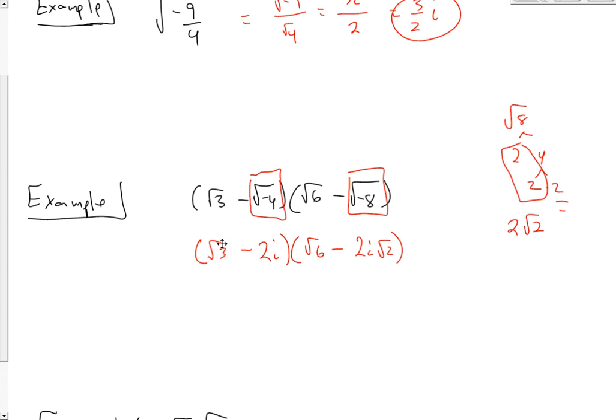And now I'm ready to go through the FOIL process. So I have the square root of 3 times the square root of 6, which is the square root of 18. Then I have the square root of 3 times negative 2i square root of 2. Well, I'm not going to change the negative 2i, but the square root of 3 times the square root of 2 is the square root of 6. Then I have negative 2i times the square root of 6.